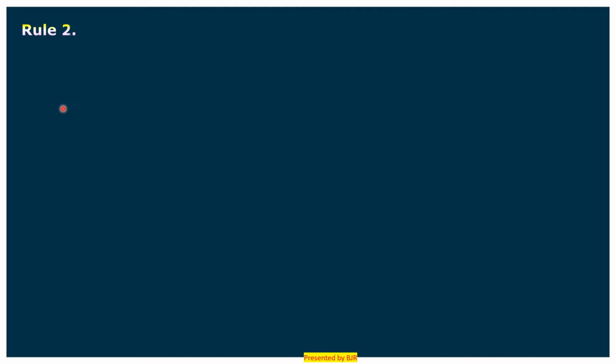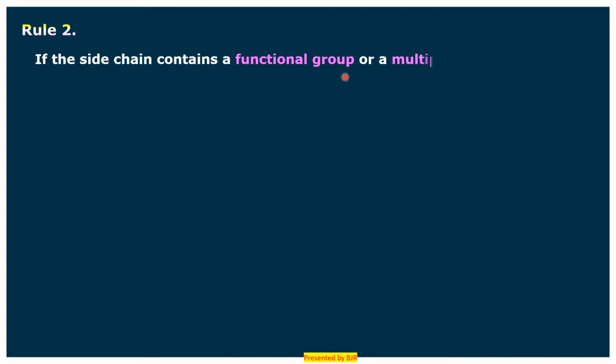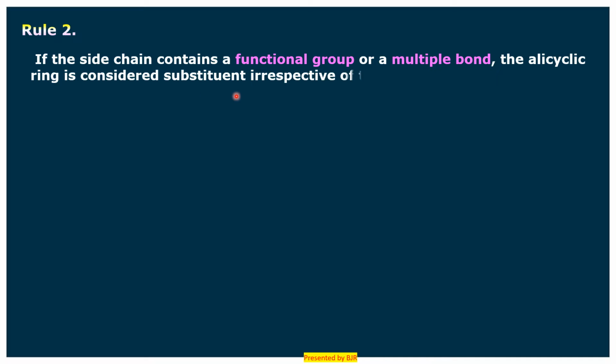Rule 2. If the side chain contains a functional group or a multiple bond, the alicyclic ring is considered a substituent irrespective of the size of the ring. See here, example 1 under this rule.